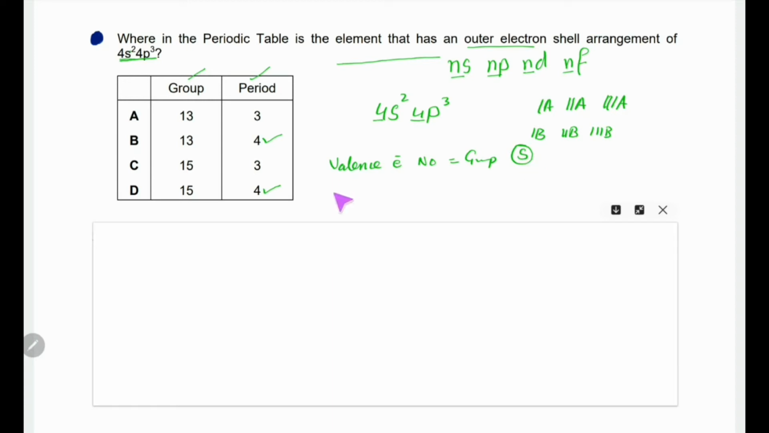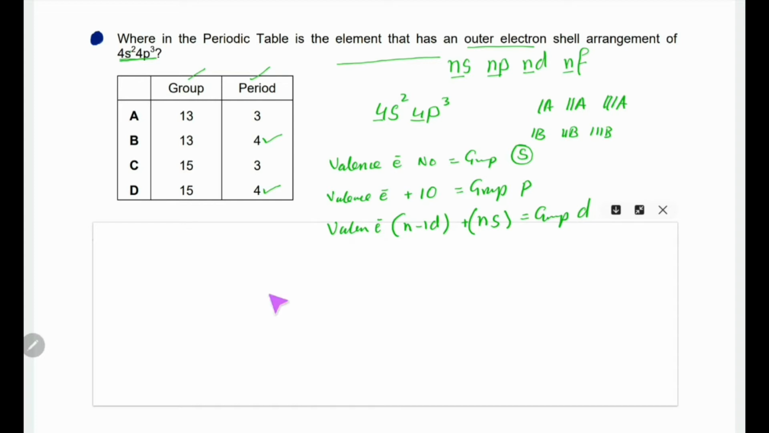For p block elements, the valence electrons plus 10 will give you the group number of the p block. How many valence electrons are there? And 10 should be added, so you will get the group. And for d block, valence electrons means n minus 1 d plus ns electrons. This will give you the group of d block elements.